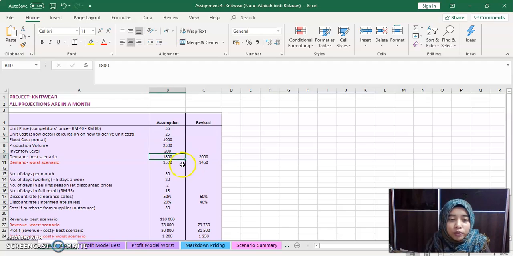Next, fixed cost rentals 1,000 ringgit, inventory level 200 units. Demand for the best scenario 1,800 and worst scenario is 1,500.